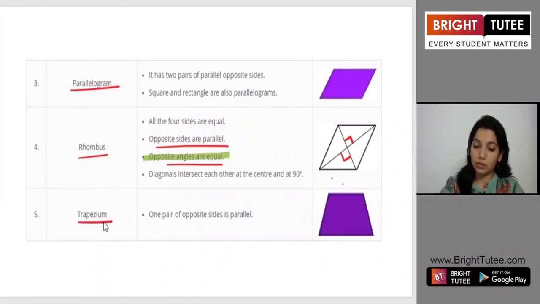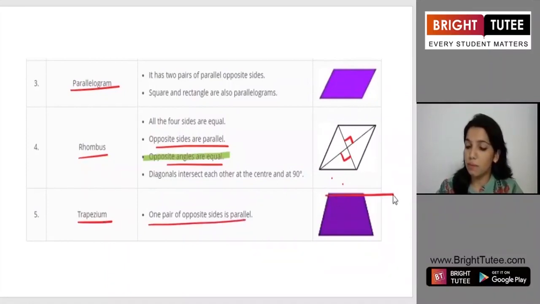Now coming to the last one, that is trapezium. Trapezium is a very simple shape. Just one thing to remember, that one pair of opposite sides is parallel. Just one pair of opposite sides is parallel. They are not equal, and it has nothing to do with the other sides or the angles in this shape.